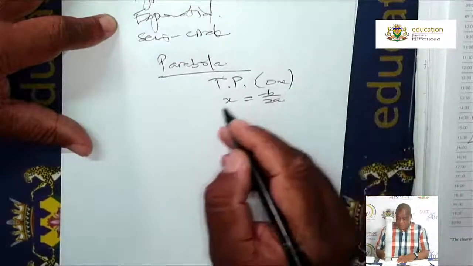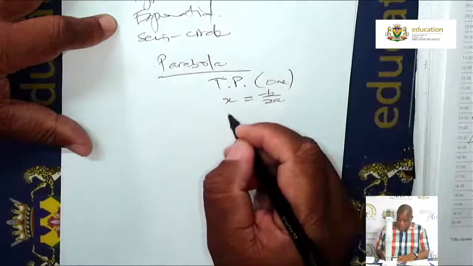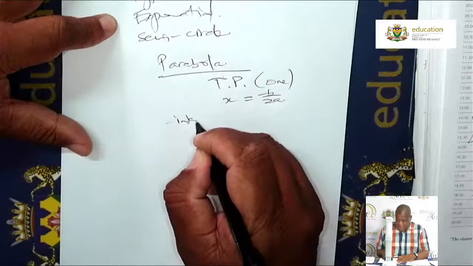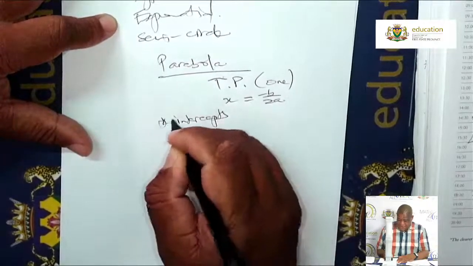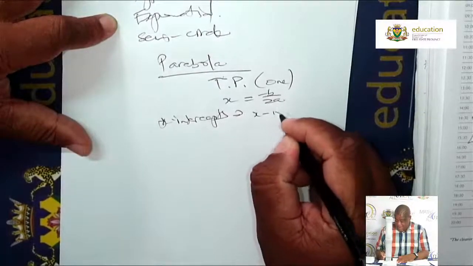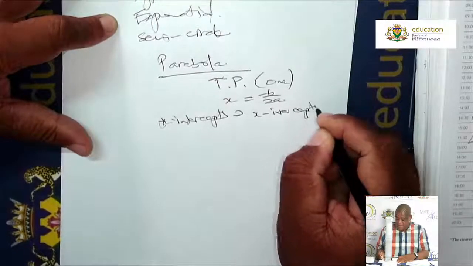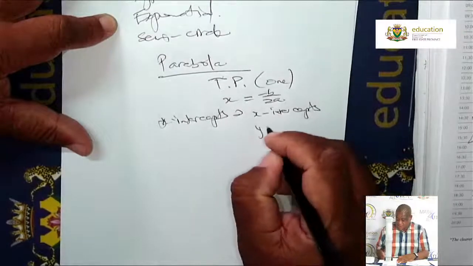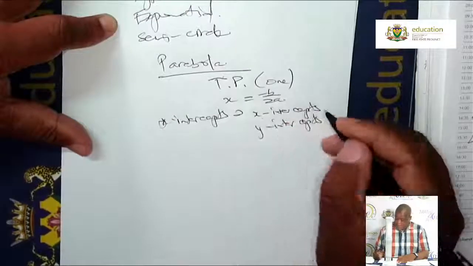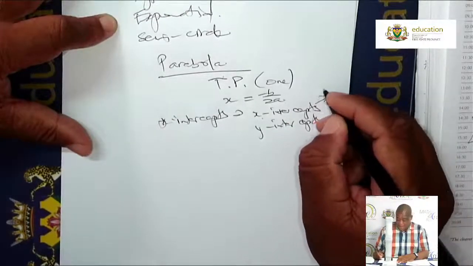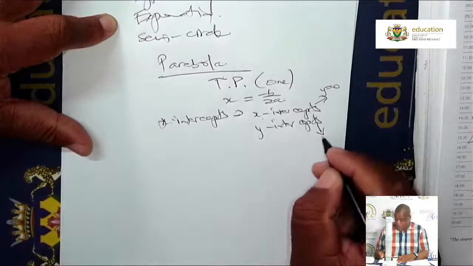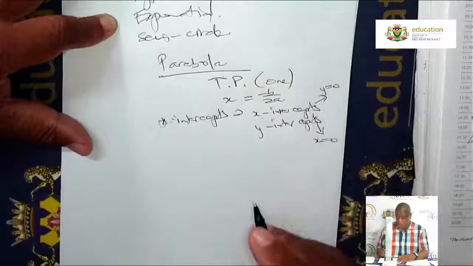After getting your turning point, you now have to know how to get your intercepts. Very key. Intercepts. On our intercepts, you have the x-intercept as well as the y-intercept. The x-intercepts, that is where we say our y is equal to 0. And the y-intercept, of course, that is where we say our x is equal to 0.